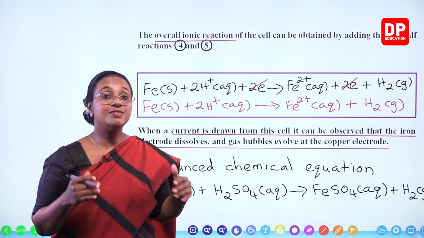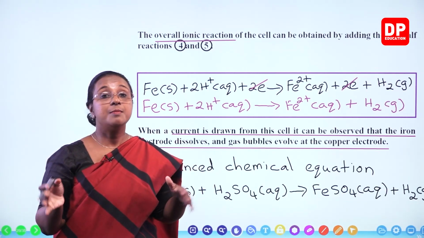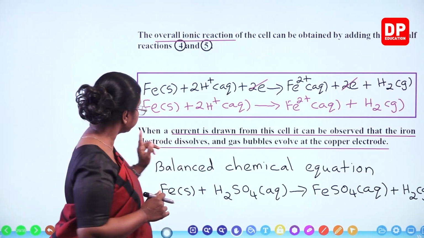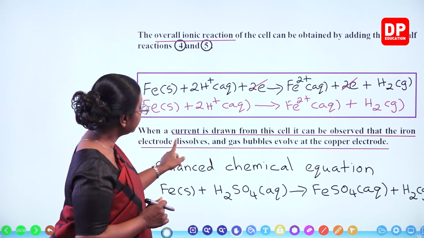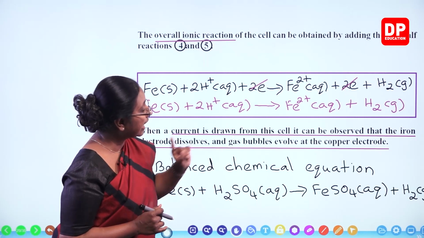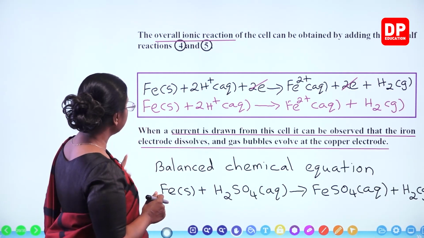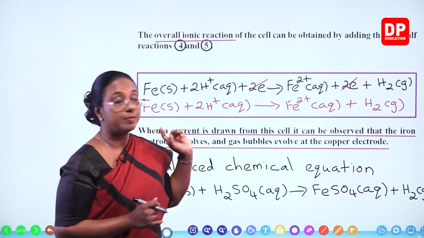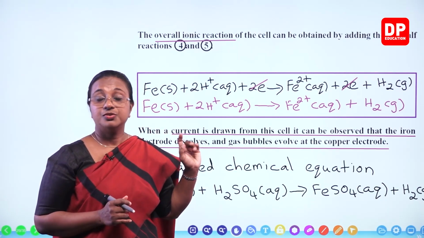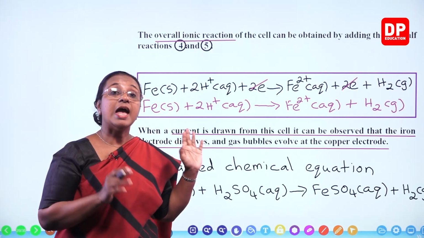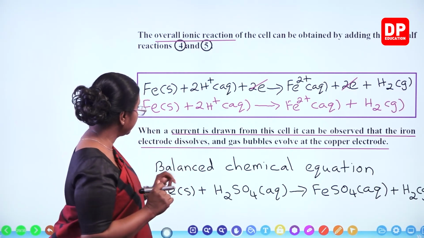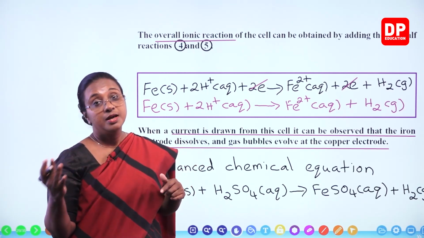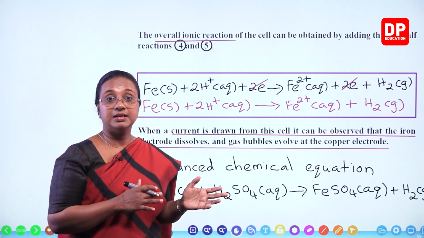So here students, we are using different terms, but they all refer to the same equation. When a current is drawn from this cell, it can be observed that the iron electrode dissolves and gas bubbles evolve at the copper electrode. So that was the observation. And also you were able to see how current flows. Current flows from copper to iron.